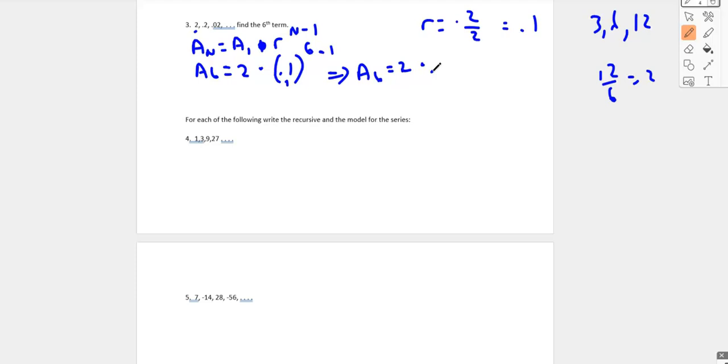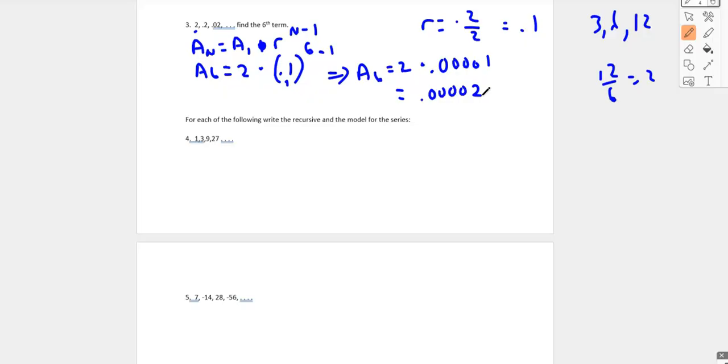1 times 10 to the negative 5th? Yeah, that's fair. The other calculator would say 0.00001, yeah? Okay, and so 2 times that would give me what? 0.00002. All good. So that's the way you'd approach that.